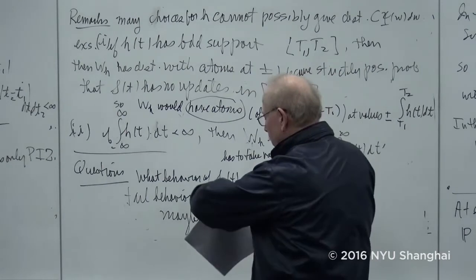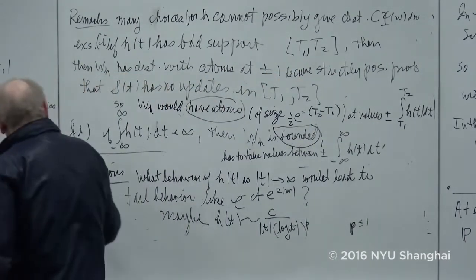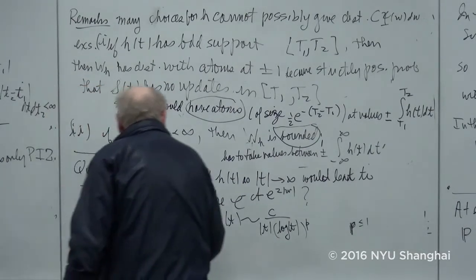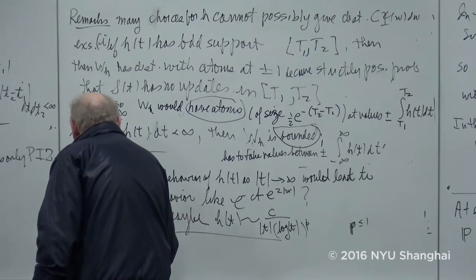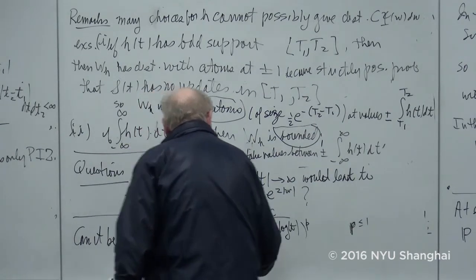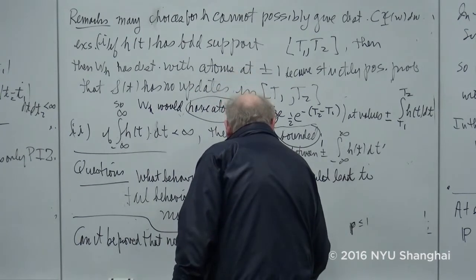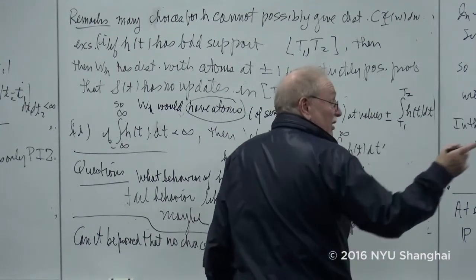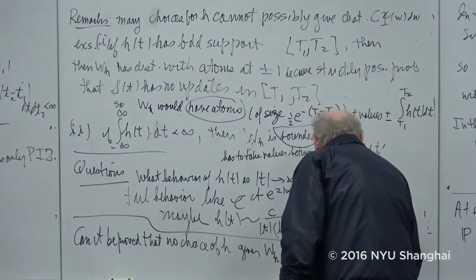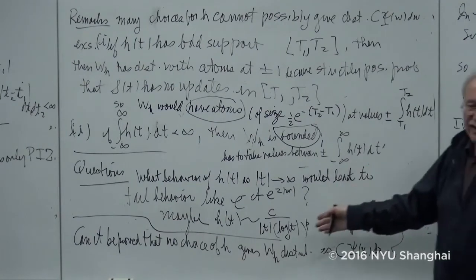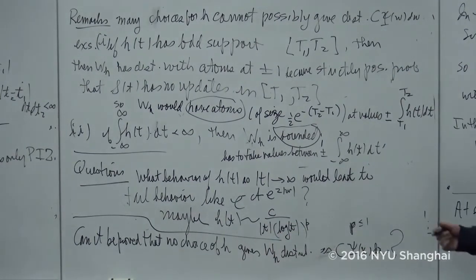Okay, then a final comment here, which is not the pessimistic version. Can it be proved that no choice of h gives W_h distributed as this C psi? That's my guess, that this is a correct conjecture.